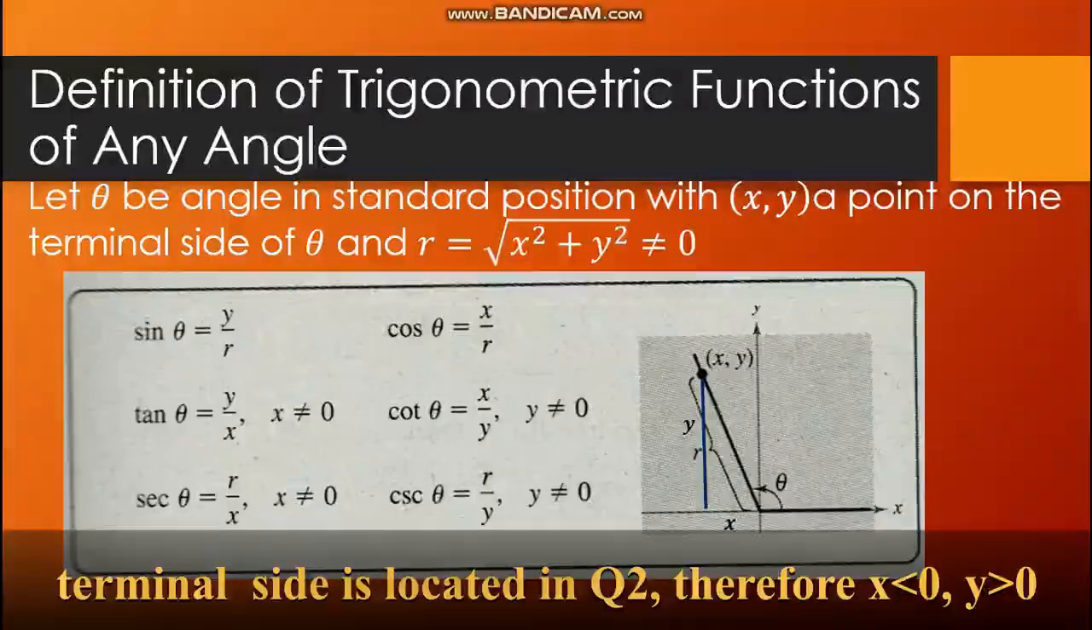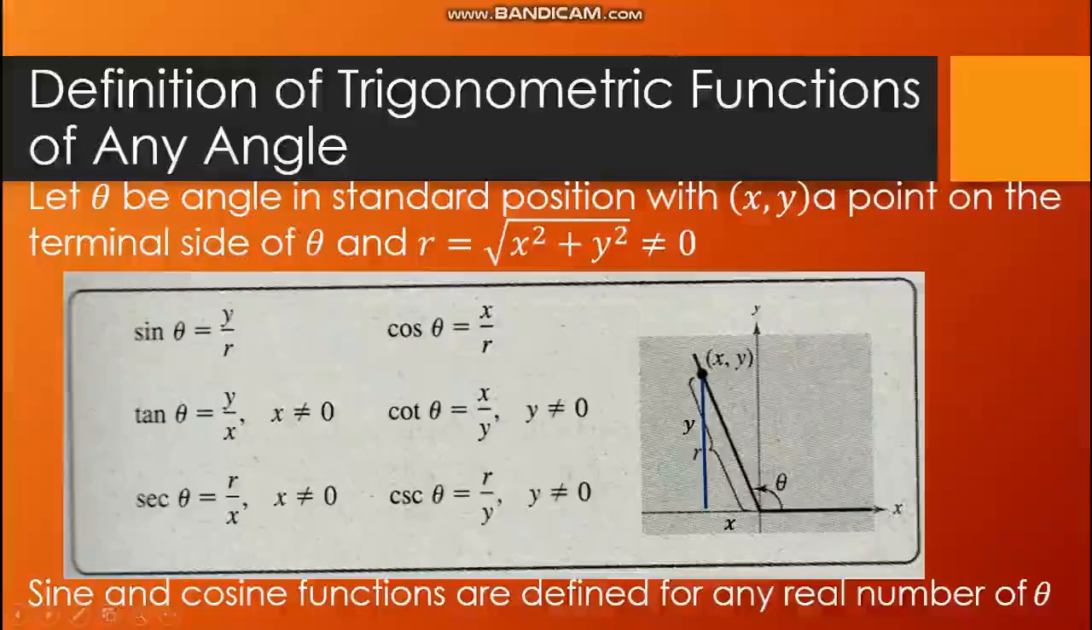Now, since yung ating r dito ay not equal to 0, ibig sabihin yung sine theta natin at cosine theta natin, lagi siyang defined. Hindi siya pwede maging undefined to any real number of theta. Okay? Kasi if we're going to check yung ating sine theta and cosine theta, ang denominator niya ay r. Since yung ating r hindi pwedeng maging 0, so for any real number of theta, sine and cosine functions are defined. But if we're going to consider tangent and secant, magiging undefined siya if x is equal to 0.